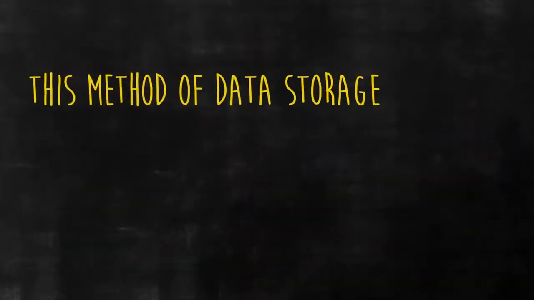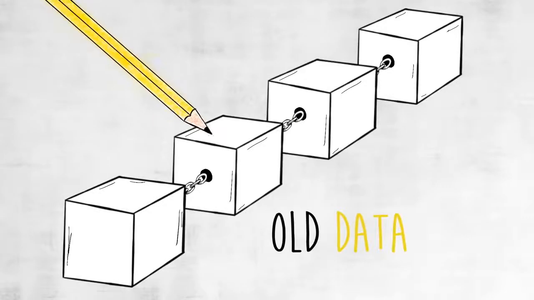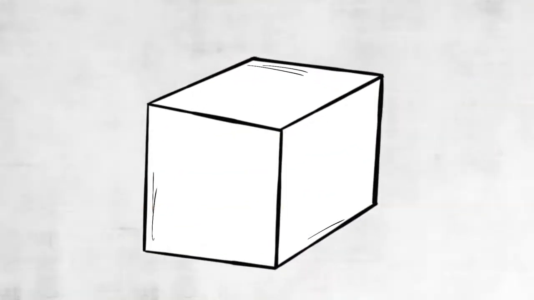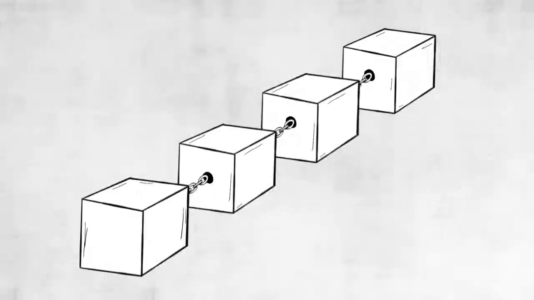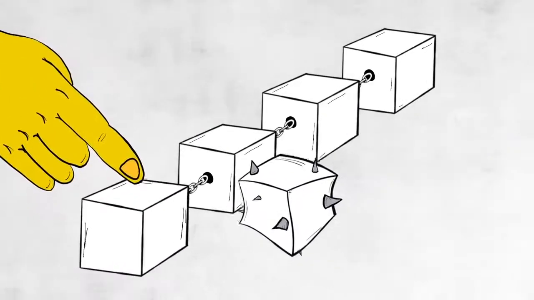This method of data storage is called non-destructive, meaning old data never gets erased or overwritten because the previous blocks in the chain remain unchanged. Each new block that is written contains something called a cryptographic hash, a small mathematical fingerprint of the blocks that came before it in the chain, making it extremely difficult to tamper with the data that resides inside the blocks.